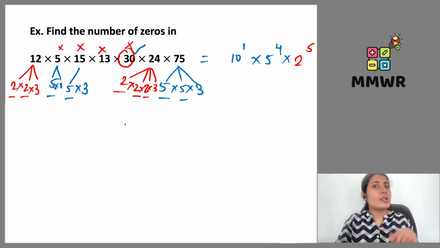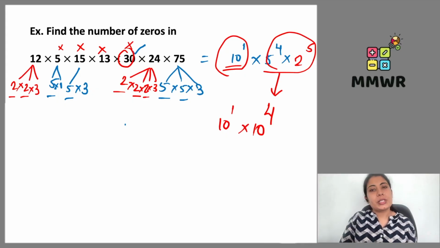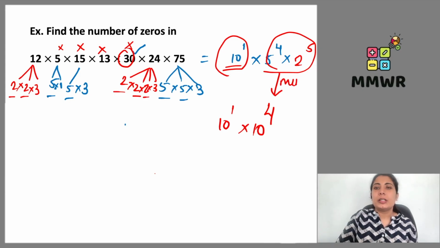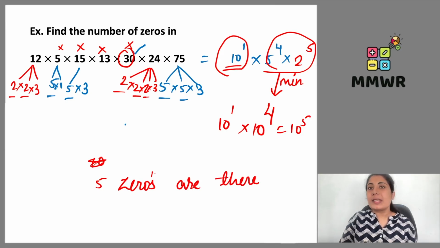So how many pairs of 2 and 5 we are getting? Of course 4 pairs only. So 4 pairs are there of 2 and 5. And 1 0 was already there. So 4 pairs, that means 4 zeros. And 1 0 was already there in the question only. So 10 to the power 1 multiply 10 to the power 4 is going to give me total 10 to the power 5. That means 5 zeros are there. How many zeros are there? 5 zeros are there at the end.